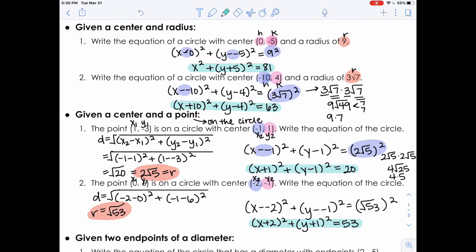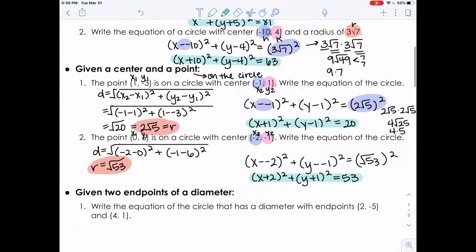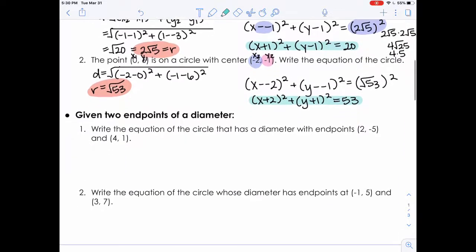All right, that is our second scenario. The last one we're going to be looking at today is when we're given 2 endpoints of the diameter. So our last situation is 2 endpoints with a diameter. When we're given this, it is the most work required from us because the diameter is nowhere used in our circle equation. So we're going to use that, find the diameter using the distance formula, cut that in half to find the radius, and then we can also use the midpoint formula to find our center.